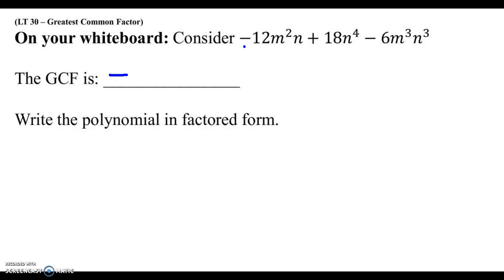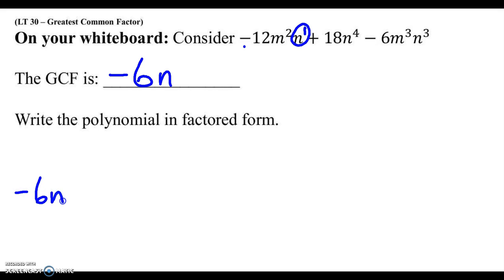What I hope you discovered is that 6 is the number part, the coefficient part of the greatest common factor. I look at the m's, and I don't see an m in every term. That second term, that middle term, is missing the m's. So I can't include any m's in the greatest common factor. The smallest power of n I see is not 3, it's 1 right here. So n to the first, or n. The greatest common factor is negative 6n.